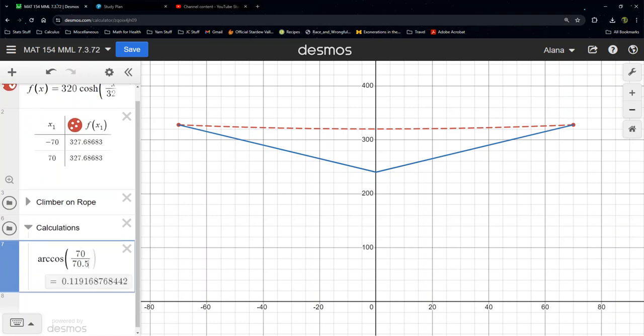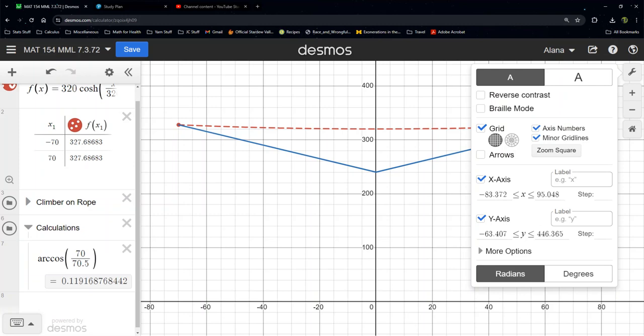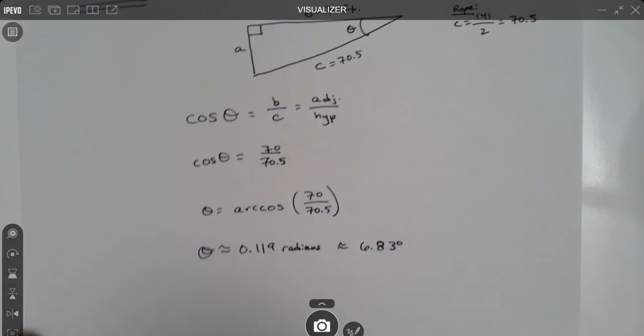Now, you might think, what is that? That's radians. If you look here, radians is dark. So that's a radian measure. If you want it in degrees, you have to click degrees, so that the degrees is dark and highlighted. And it's 6.83 degrees, or 0.119 radians. So that's what I would say theta is approximately. Theta is approximately 0.119 radians, which is not really a unit, but which is 6.83 degrees. And I believe the degrees is what they were actually looking for.